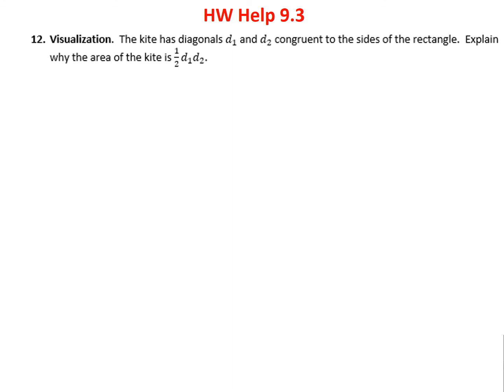Problem 12 is a visualization. It helps us understand where the formula for the kite and the rhombus comes from. It says I have a kite with diagonals D1 and D2, and they're congruent to the sides of the triangle that in essence encompasses the kite. Explain why the area is 1/2 D1 D2.